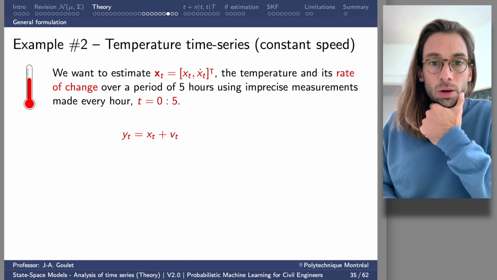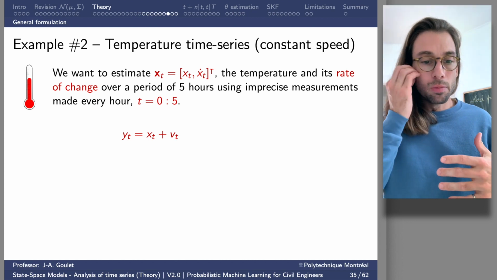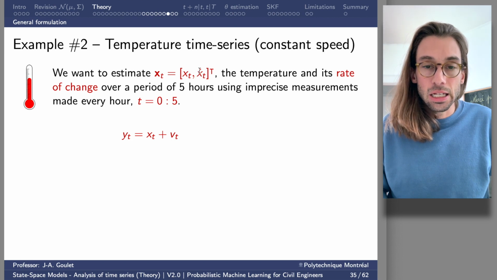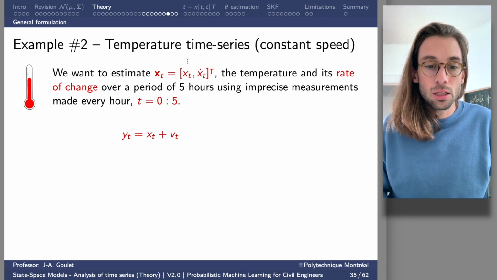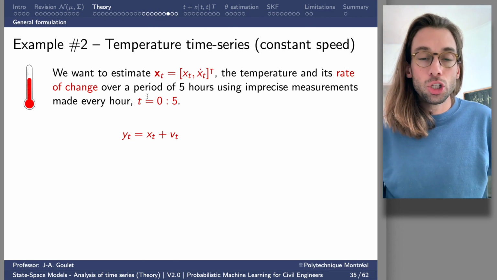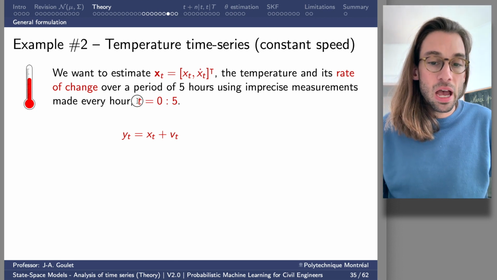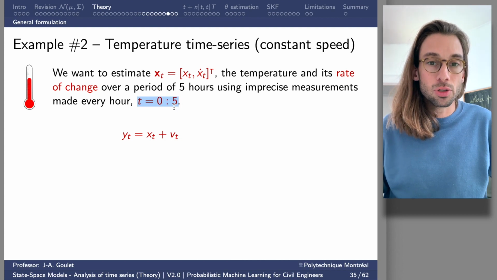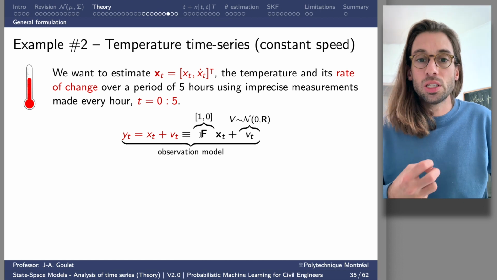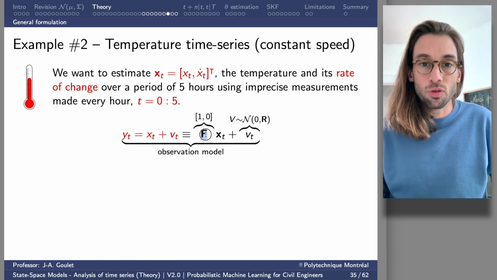Okay, so again, to formalize the context for this problem, we have a vector of hidden states, xt and xt dot, the temperature and its rate of change. And I want to track this problem for a time span from t equals 0 to 5 hours. I have my observation model. Keep in mind how I want to express this in a vector format. F is my observation matrix, 1, 0. So it's 1 times xt plus 0 times xt dot. Xt dot is never observed.